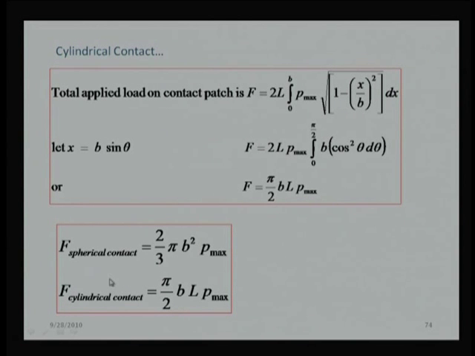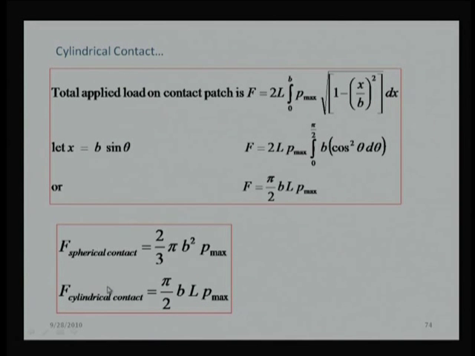We compare the spherical contact with the cylindrical contact. You can see there is a 2 by 3, here it is a 1/2. So, the 66%, this will be 50%. Pi is common, one B is common, but for the second B, here there is a B, while there it is L. Length is generally very large compared to B, maybe more than 10 times. And P max, if the material is the same, the P max will remain the same.